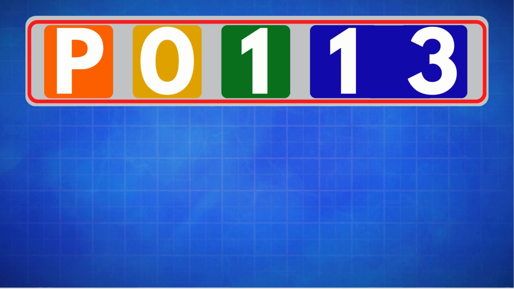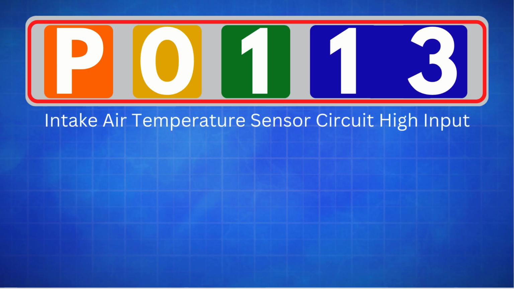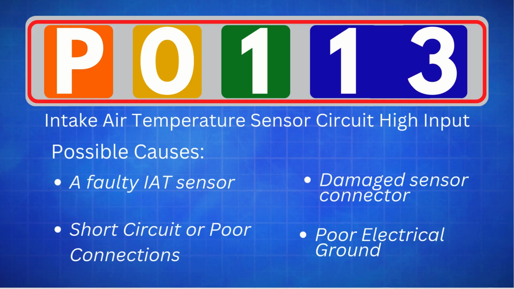Next up is P0113, which stands for Intake Air Temperature Sensor Circuit High Input. This code is triggered when the ECM detects a higher than expected voltage from the IAT sensor. The IAT sensor measures the temperature of the air entering the engine to help adjust the fuel mixture. Common causes for this code include a faulty or malfunctioning IAT sensor, wiring issues like a short circuit or poor connections, a corroded or damaged sensor connector, or even a poor electrical ground for the sensor.